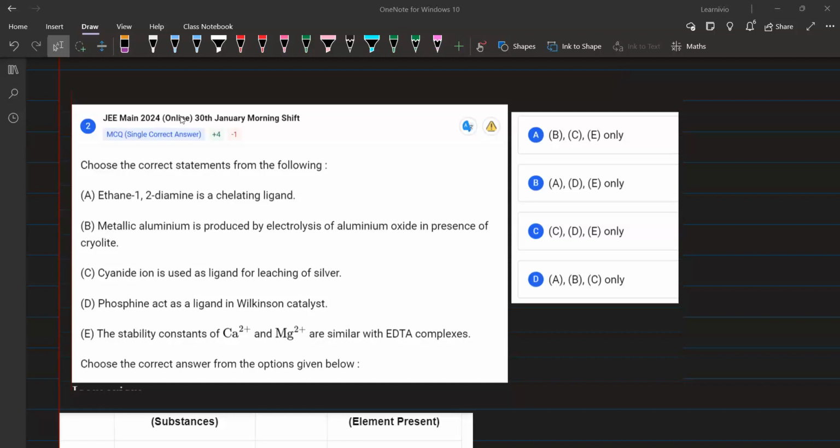Moving on. One thing that you should know, at least, is that ethane-1,2-diamine is a chelating ligand because it is a bidentate ligand. And if you have anything that is bi- or tri-dentate, that is going to be chelating. That means formation of a ring will take place. So this is true.